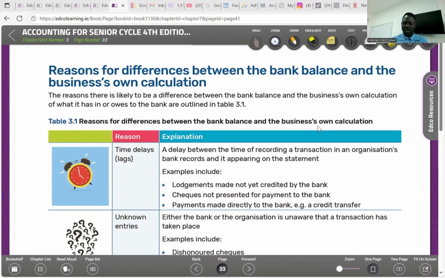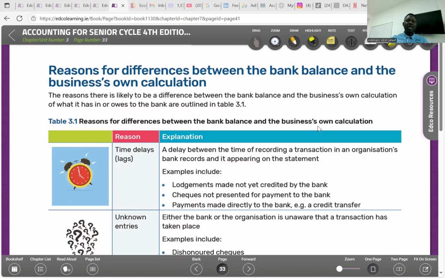There might be a time lag because, as soon as a transaction is done, the business might have recorded it immediately in its bank account, but it might take time for the bank to record it in its own account. As a result of that, it might bring about delays and differences between the bank statement and the business's own account.